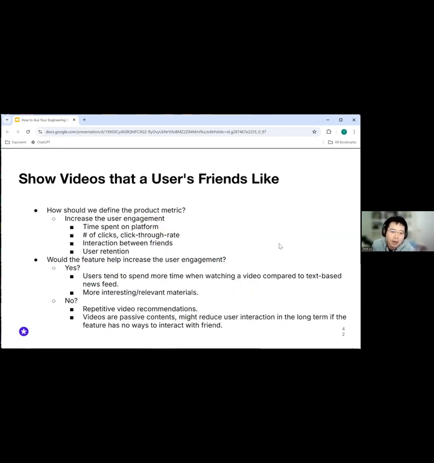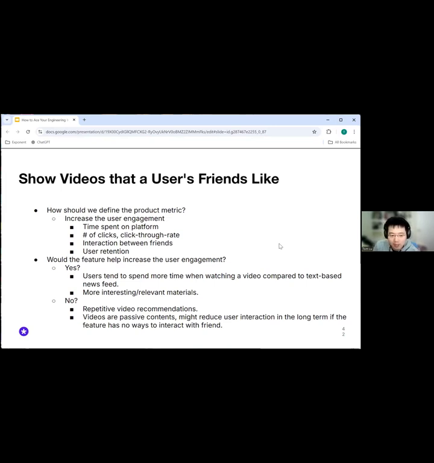But should we discuss what the product metric is first, right? At the end of the day, every single social media platform cares about increasing user engagement. But how do we define user engagement? We can define it by the time spent on the platform, the number of clicks, click-through rate, the interaction between friends, or the user retention time, right? And with these definitions, we can start to think about whether the feature actually helps increase user engagement.